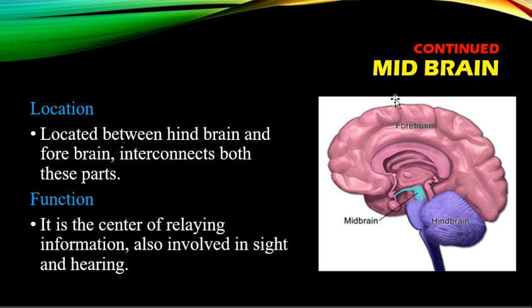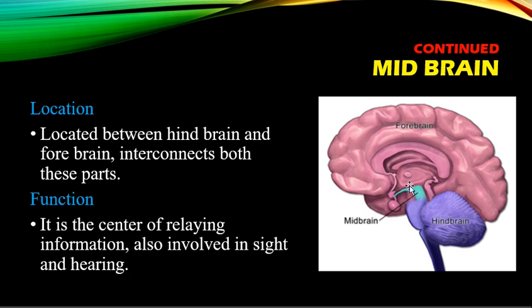Midbrain. The second part of brain is the midbrain. Where is midbrain located? Actually, the midbrain is located between the hindbrain and the forebrain, and the nerves of this part are connected to the forebrain from the top and to the hindbrain at the bottom. Basically, it interconnects both of these two parts, the forebrain and hindbrain.